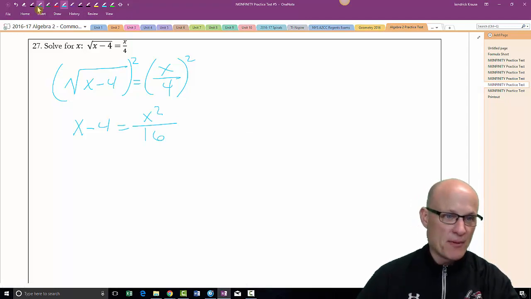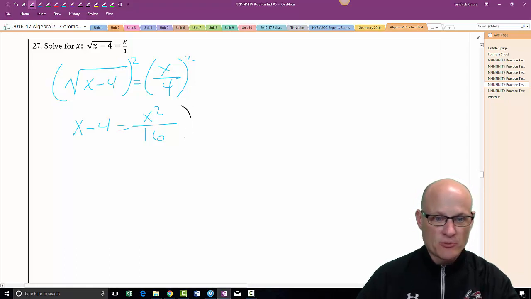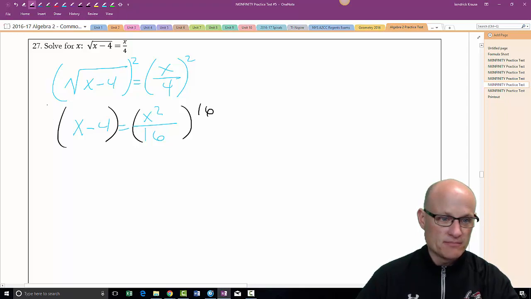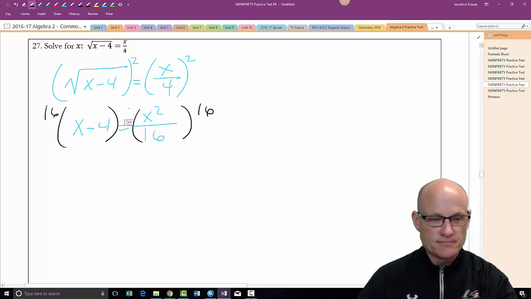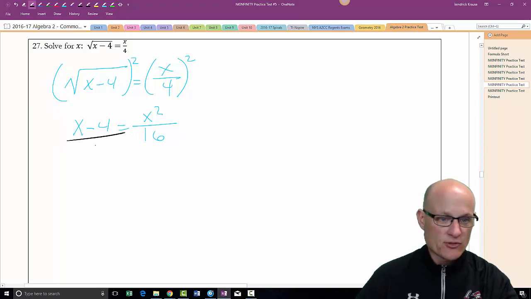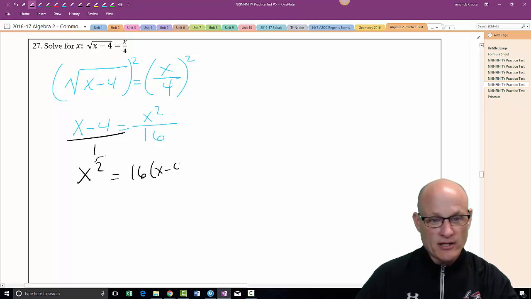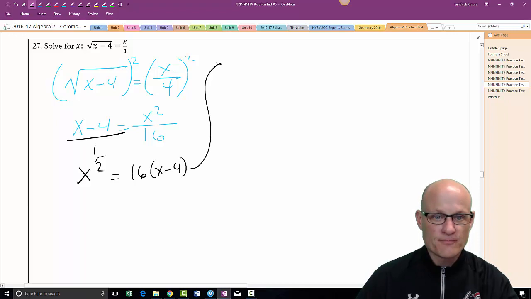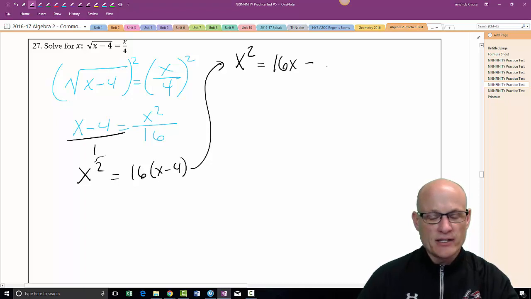Now, this 16 is problematic, so let's get rid of it. We're going to multiply this side by 16, and we're going to multiply this side by 16. Now, if you don't like that, I can just cross multiply. It's the same thing. I end up getting x squared equals 16 times x minus 4, or x squared equals 16x minus 64.